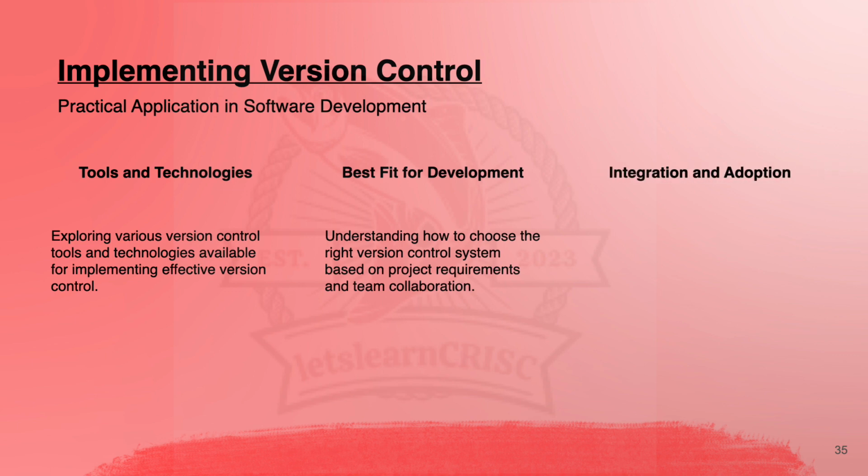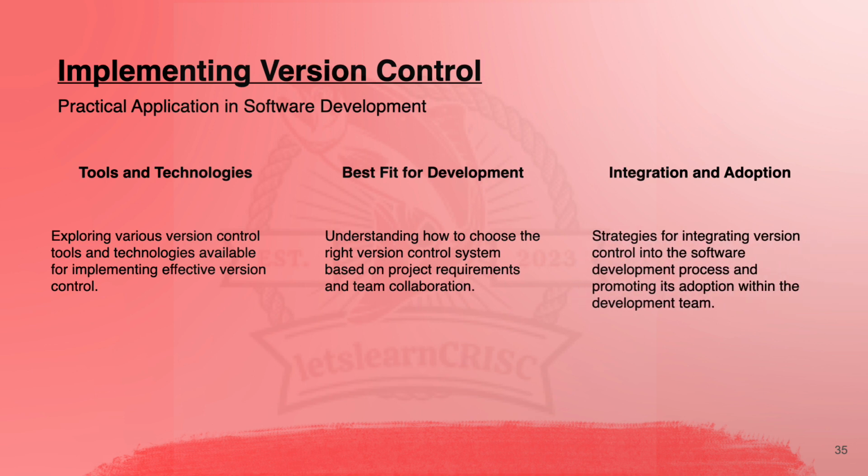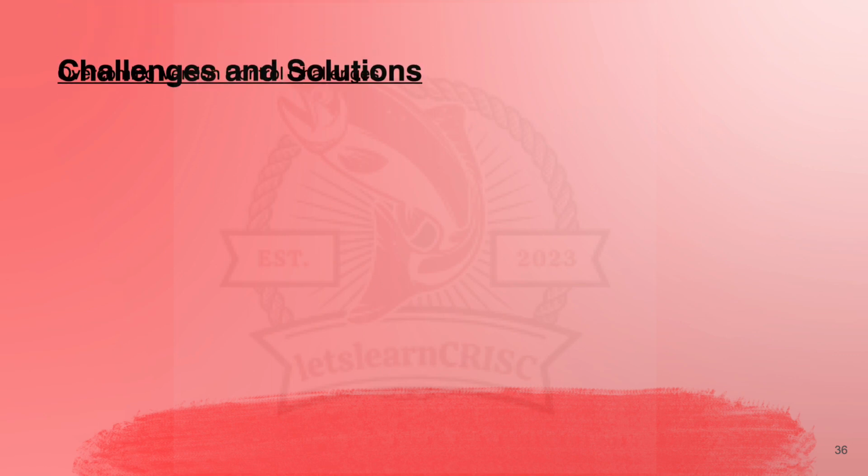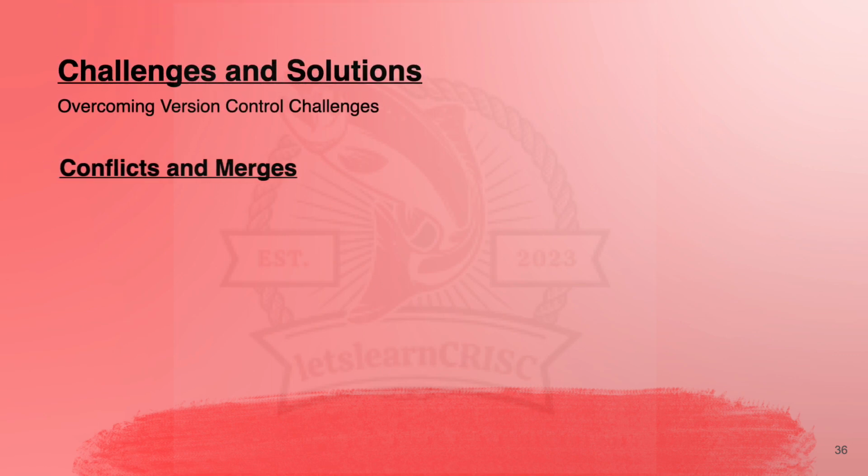And next is integration and adoption. In this, friends, what happens? The strategies for integrating version control into the software development process involve incorporating it seamlessly into the workflow. Adoption strategies focus on promoting the use of version control within the development team. Understood?